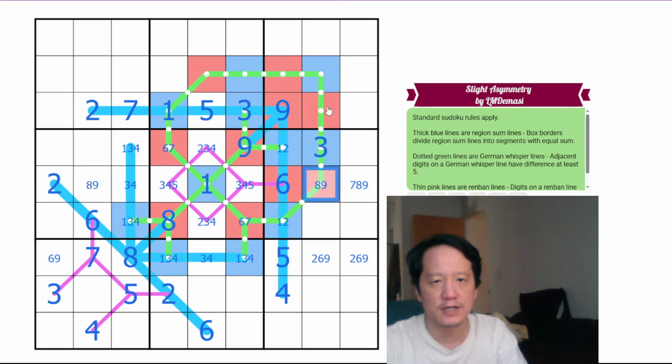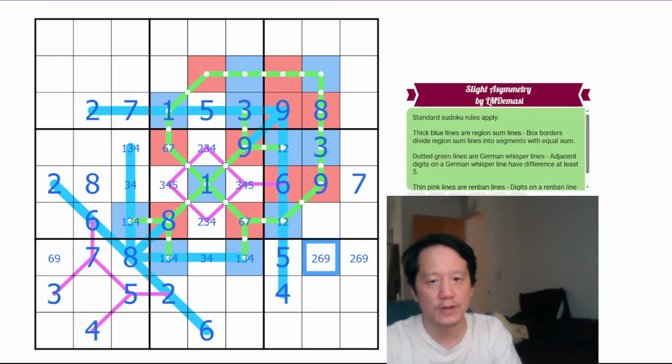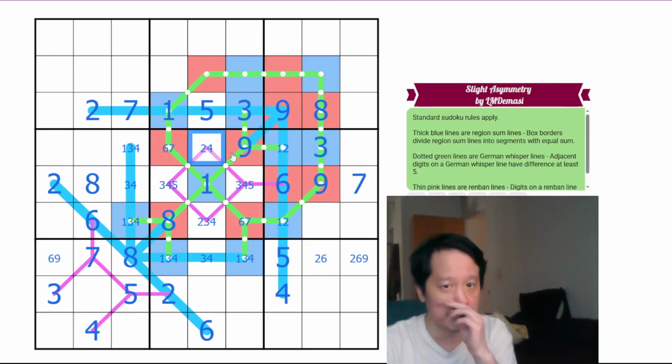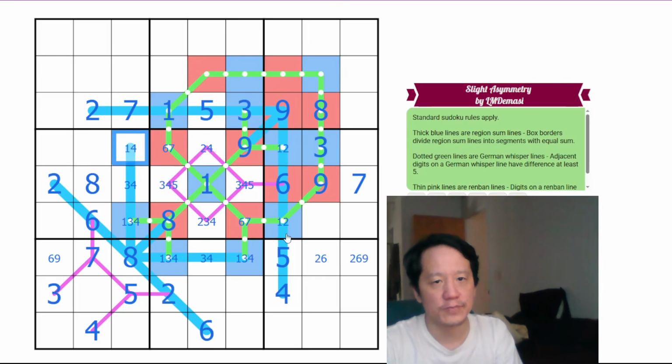3 has to be next to 8 and 9 on a Whisper 5 line. This can't be 9 because of 9 in the row, so this is 8, that's 9, which makes this 8, which makes that 7. No 9 is possible here because of 9 in the column. 3 eliminates 3 as a possibility here and here.